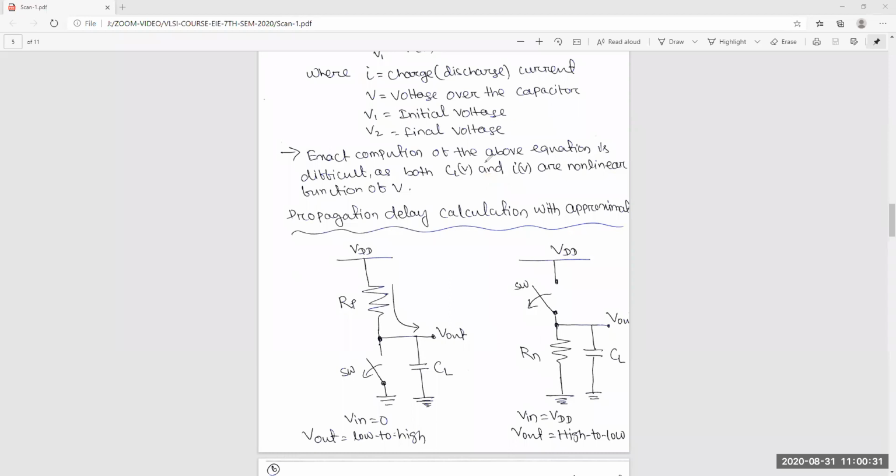Okay, so everyone getting? So how it is charging or discharging? Or still you have doubt? Okay, I think clear.